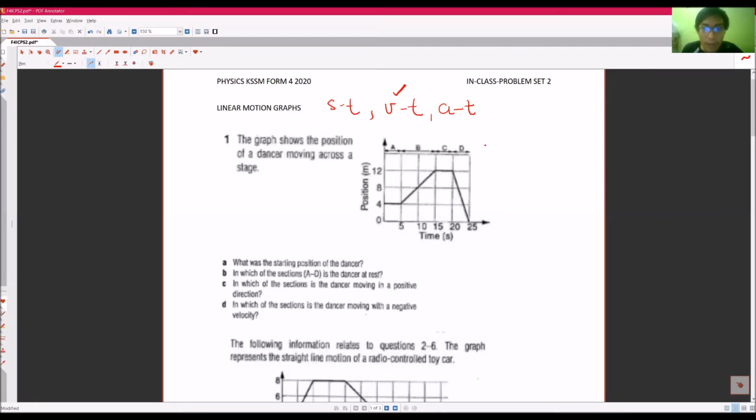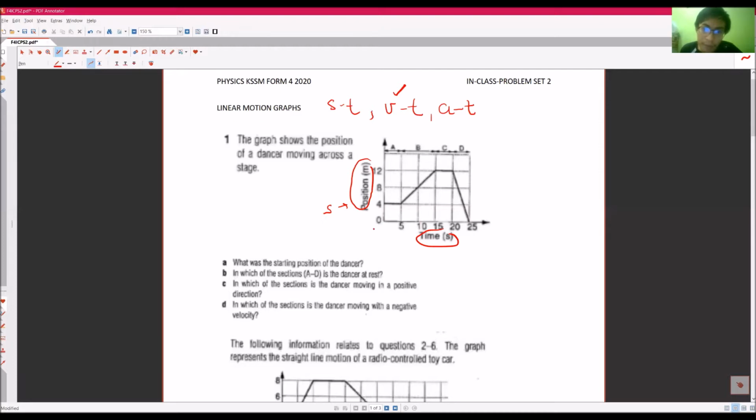So we examine the first type of graph, which is the displacement time graph. Number one, the graph shows the position of a dancer moving across a stage. This is the displacement time graph. Position is actually the displacement s. Before we go through the questions here, let's analyze the graph part by part first.